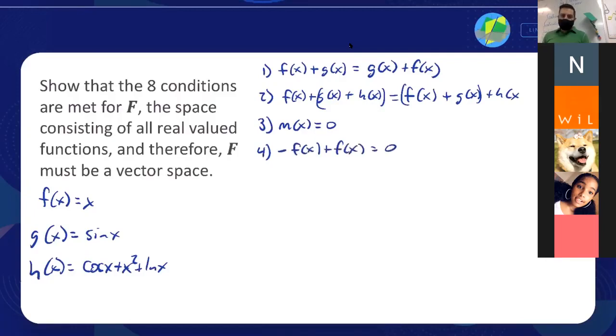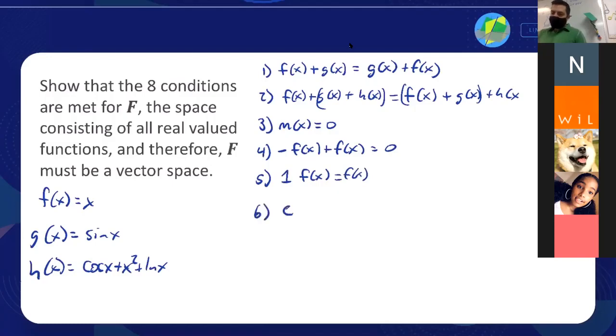Okay, for example, negative x plus x will be 0. Negative sine x plus sine x will be 0. Negative cosine x plus x squared plus natural log of x plus cosine x plus x squared plus natural log of x will give you 0. Any real function you give me, I can just negate it, add it, and it will work, right? 5, if I take a number 1 times a function, I will still get that same function. Again, that just being a real number 1.